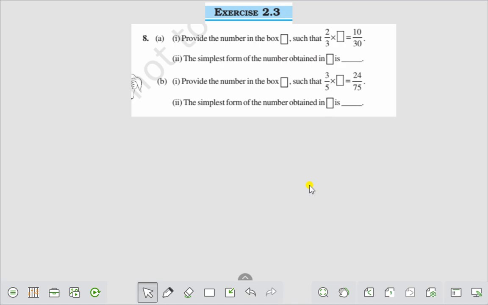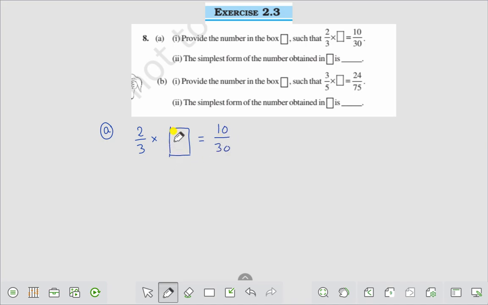Provide the number in the box such that 2 by 3 into box is equal to 10 by 30. The simplest form of the number obtained in box is. Let us solve in this way. Question number A is given as 2 by 3 into, there is a box here, is equal to 10 by 30.